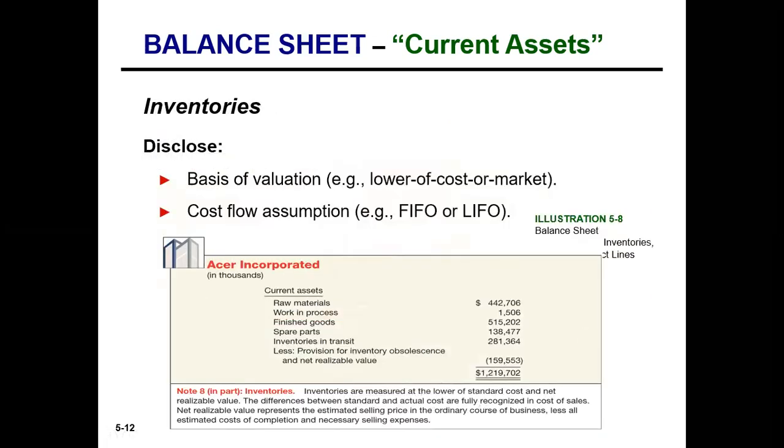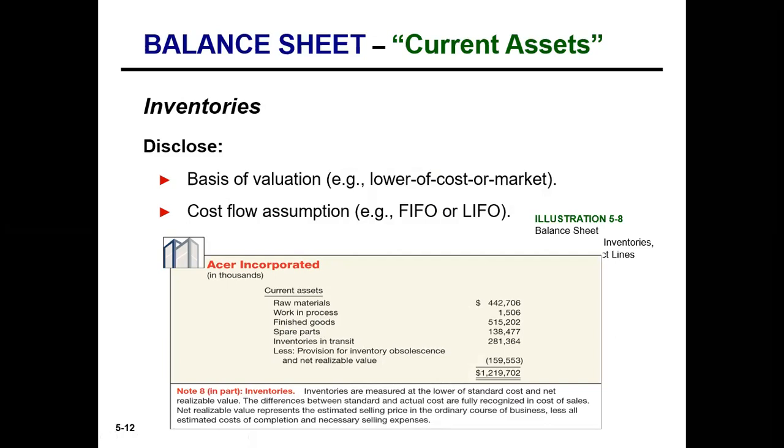All right, inventory, again, depending on if we are a manufacturer, which in this case it is showing us a manufacturer because it's showing us raw materials, work in process, finished goods, right? Those are inventories of a manufacturer. And so for those of you in cost and managerial accounting right now, hopefully those look familiar to you. If it's a merchandising company, then it would simply be merchandise inventory, right?